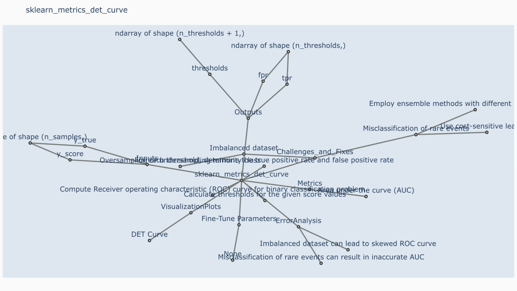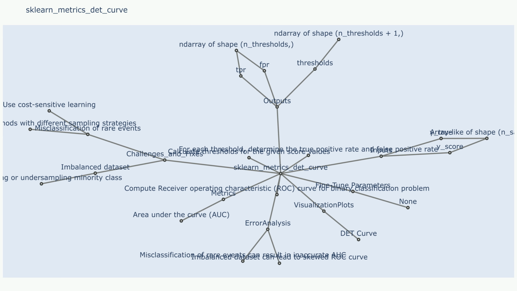sklearn.metrics.det_curve. Description: the det_curve function in scikit-learn calculates the detection error trade-off (DET) curve for binary classification problems. The DET curve visualizes the trade-off between false positive rate (FPR) and false negative rate (FNR), or equivalently, between type 1 error and type 2 error.